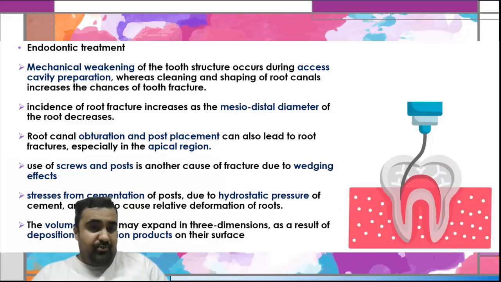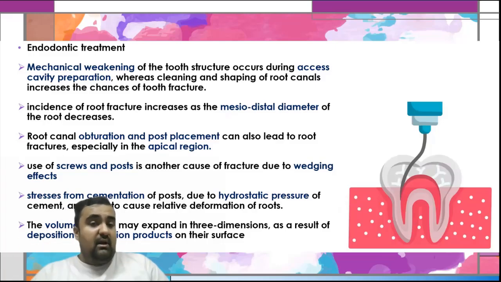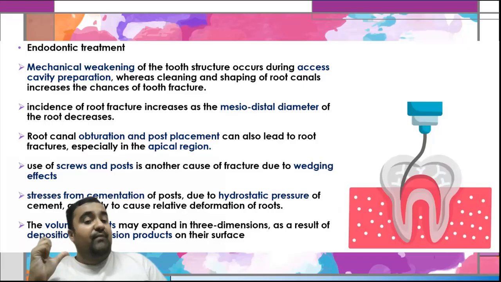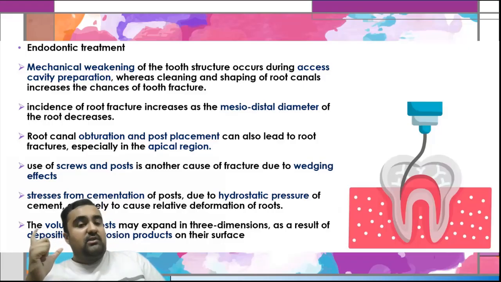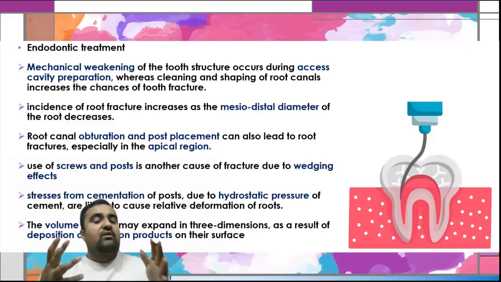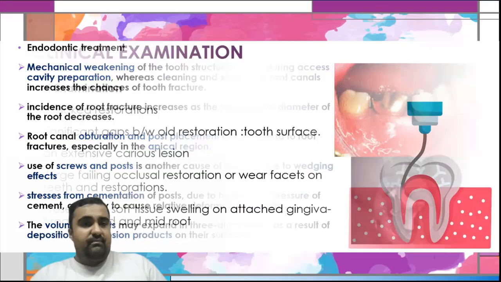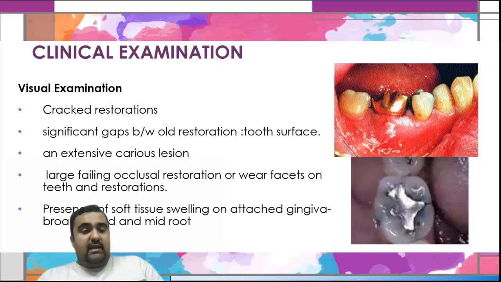Root canal obturation and post placement can also lead to root fractures, especially in the apical region. The use of screws and posts is another cause of fracture due to the wedging effect of these posts. Stresses from the cementation of posts, due to hydrostatic pressure of the cement, are likely to cause relative deformation of the roots. The volume of posts may expand in 3 dimensions, which can deposit corrosion products on the surface. So how do you clinically examine?